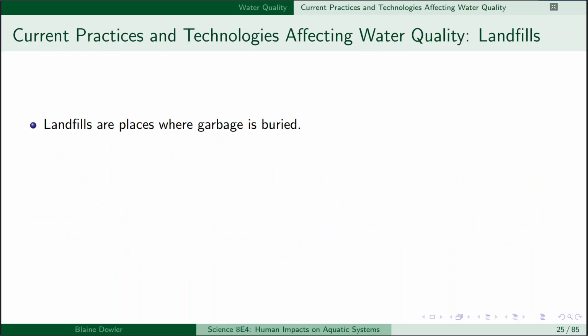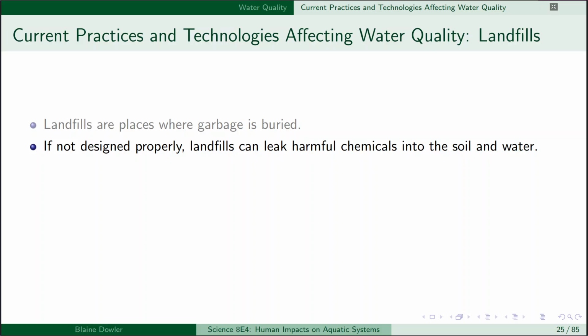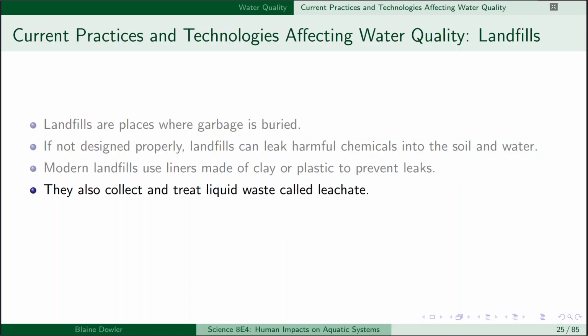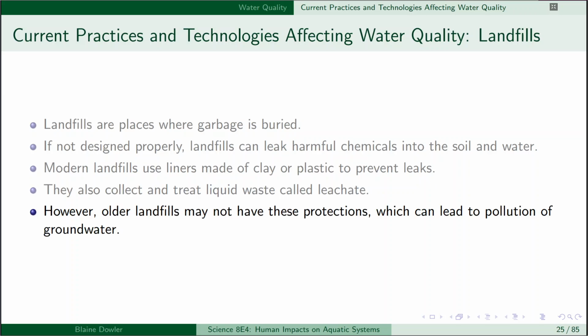Current practices and technologies affecting water quality. Landfills. Landfills are places where garbage is buried. If not designed properly, landfills can leak harmful chemicals into the soil and water. Modern landfills use liners made of clay or plastic to prevent leaks. They also collect and treat liquid waste called leachate. However, older landfills may not have these protections, which can lead to pollution of groundwater.